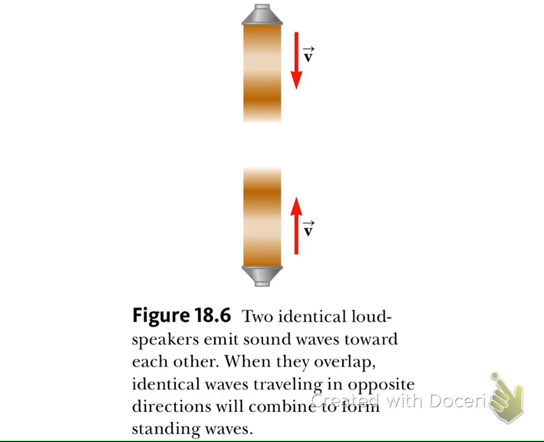For example, if we have two speakers that create two identical sound waves, but the sound waves move in different directions like this. So what we want to see now is what is the result of the interference of these two waves.